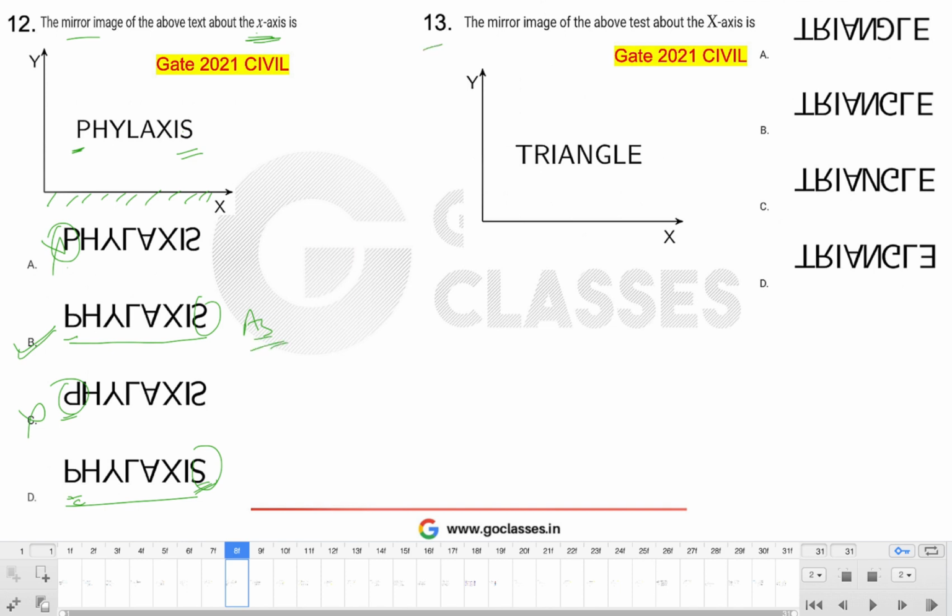Okay, next question. Mirror image about the x-axis. Let me eliminate some options. One is wrong as E is mirrored vertically. Now to ease the calculation, I am just spotting the difference between these options. T is same, R is same, I is same, A is same, N is not mirrored in this question. This is not the answer. Now this thing is different in this option. G is upside down and also mirrored. So this is not the answer. B will be the final answer.